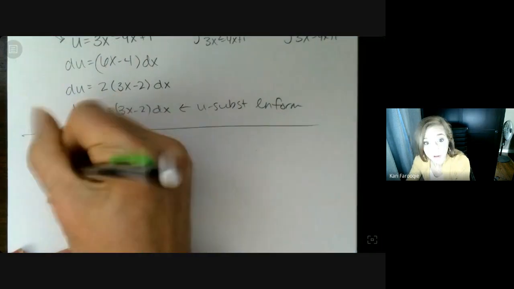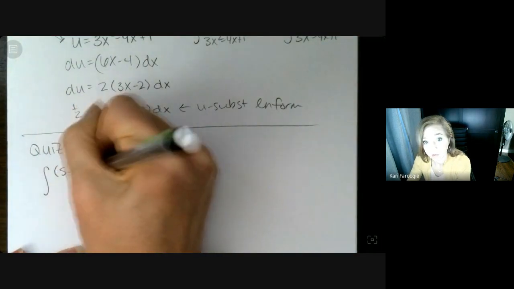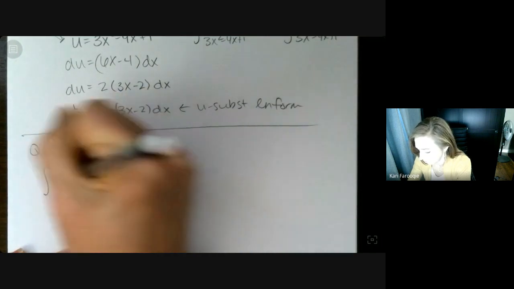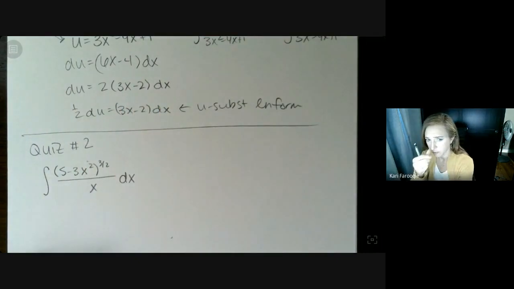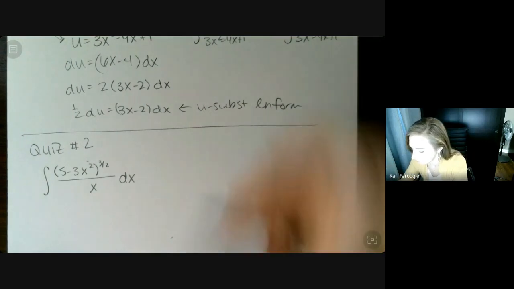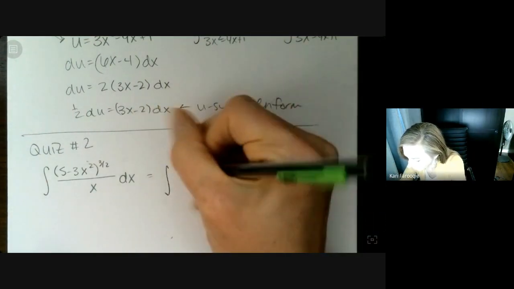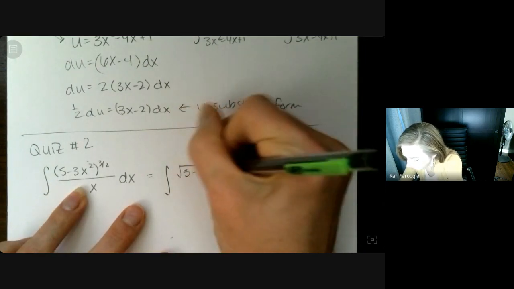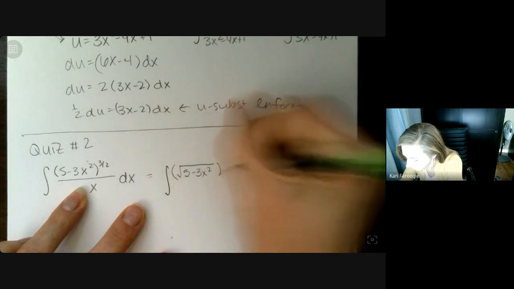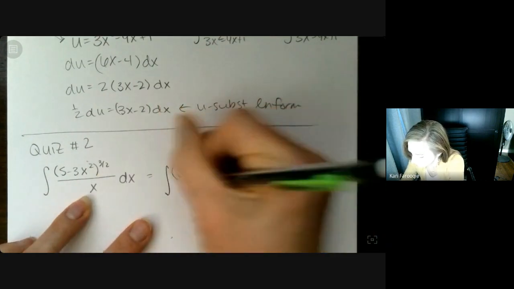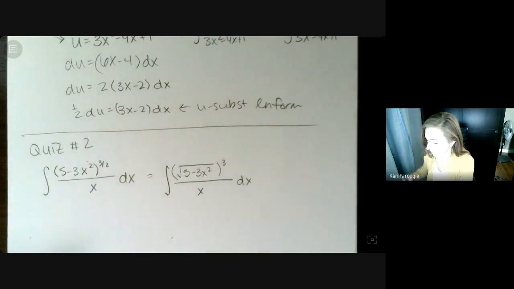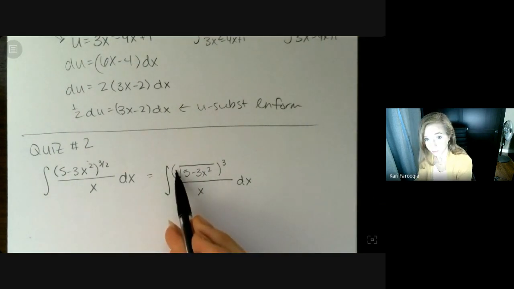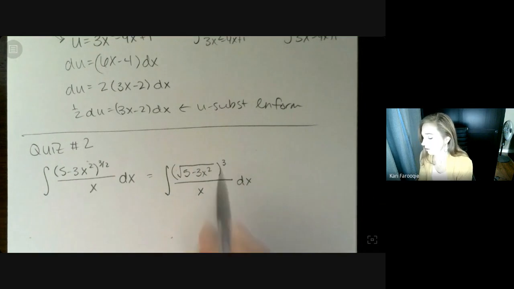So you have the integral of 5 minus 3x squared to the 3/2 over x dx. So I did one similar to this also during the trig substitution lecture. My suggestion is to write this as a radical so that you have it in that form that you are looking for your trig substitution. But if you take the square root, then you'll have to cube it because the 3/2 power is just a radical with an index of 2 and an exponent of 3.